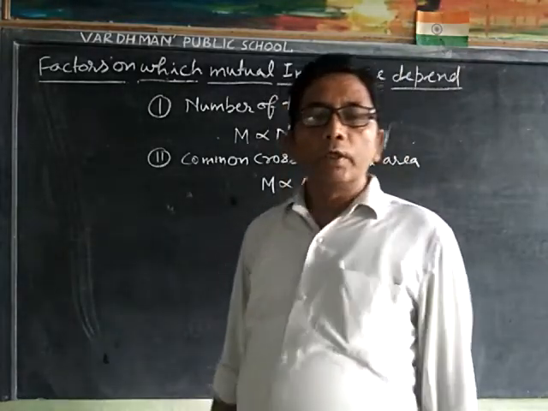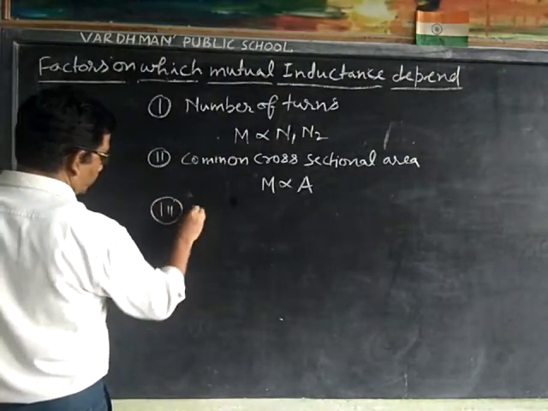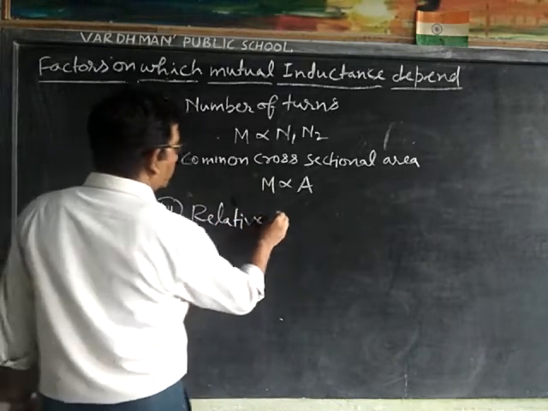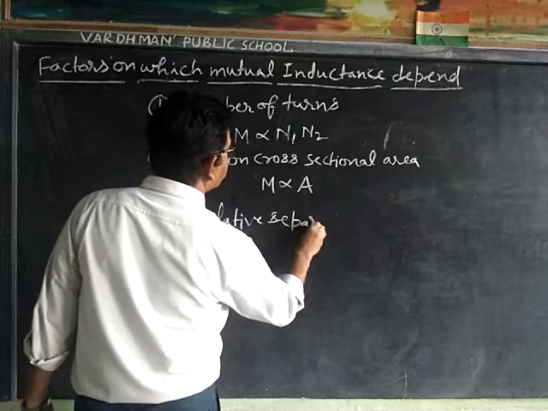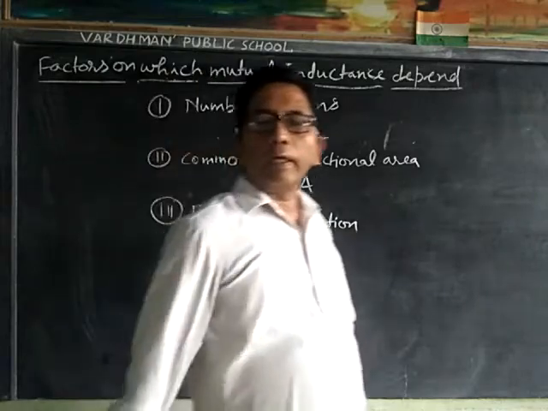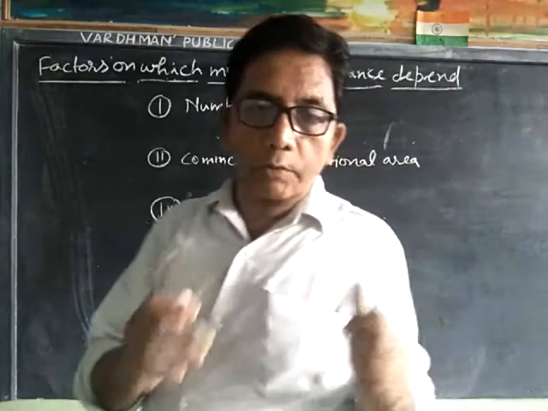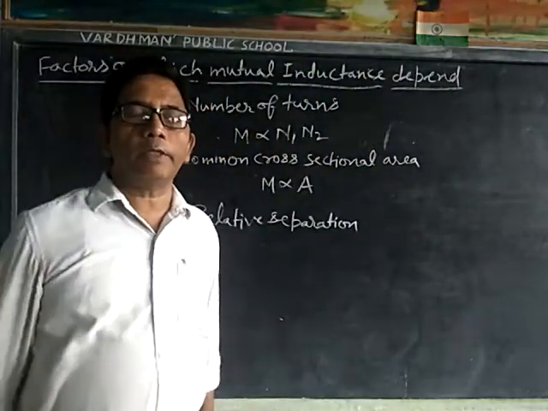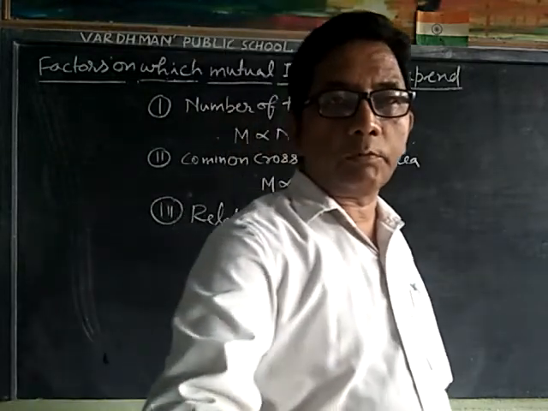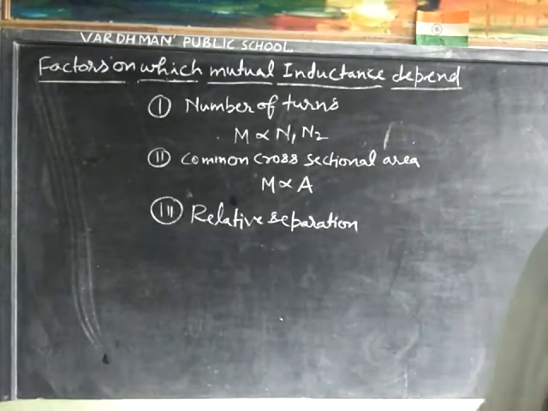Now the third one is relative separation. The larger the distance between two solenoids, the smaller will be the value of mutual inductance.